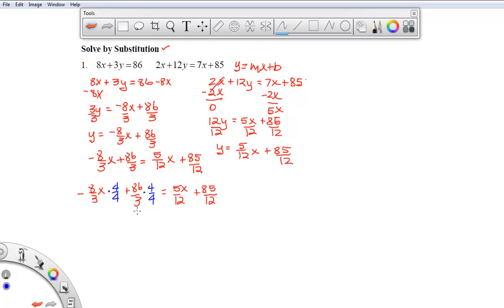Okay, so we know all our denominators. 3 times 4 is 12, 3 times 4 is 12. We have 12 over here. So we know our denominator is going to drop. So 4 times a negative 8 is a negative 32x.